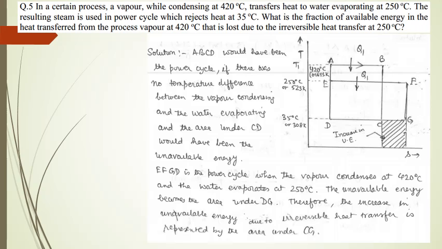Now, ABCD would have been the power cycle if there was no temperature difference between the vapor condensing and the water evaporating, and the area under CD would have been the unavailable energy. But in the real case, EFGD is the power cycle when the vapor condenses at 420 degrees Celsius and the water evaporates at 250 degrees Celsius. The unavailable energy becomes the area under DG. Therefore, the increase in unavailable energy due to irreversible heat transfer is represented by the area under CG.